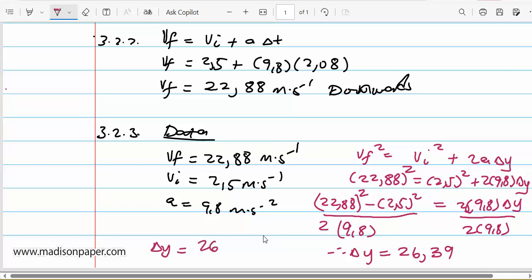Delta y is equal to 26.39 minus, what are we minusing? The 5.2. The answer that you get is your delta y. It's your final answer. I got 21.19 meters. 21.19 meters. Nice.